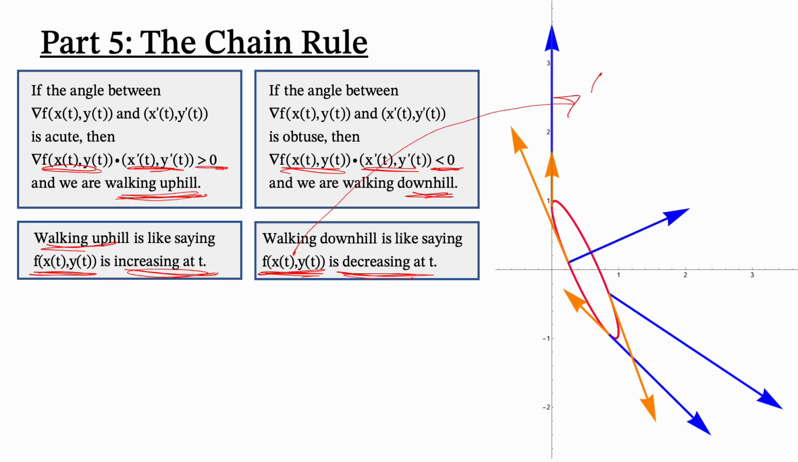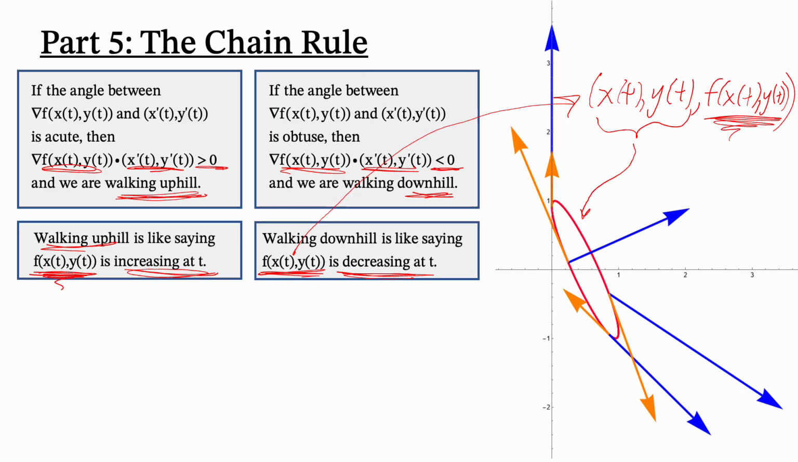So remember what we had. We had x of t, comma y of t, comma f of x of t, y of t is our hiking trail on our actual surface. Basically, we're walking or hiking this elliptical path, but our altitude is changing as we hike on that trail. Sometimes we're hiking uphill on the hiking trail on the mountain. Sometimes we're going downhill while we're on our hiking trail on the mountain. And so we're trying to figure out those moments when f of x of t, y of t is increasing or when f of x of t, y of t is decreasing.